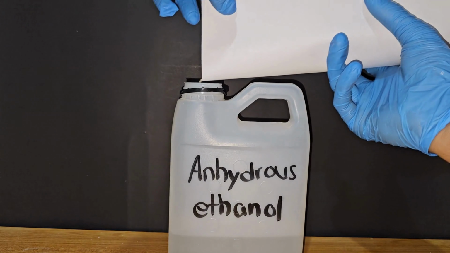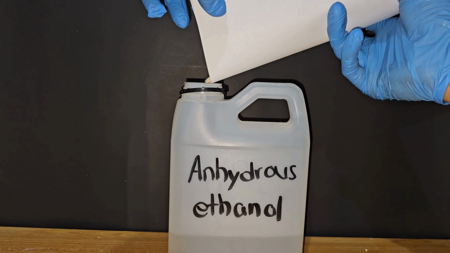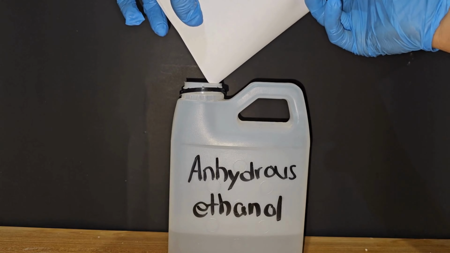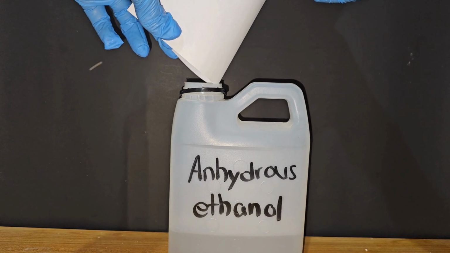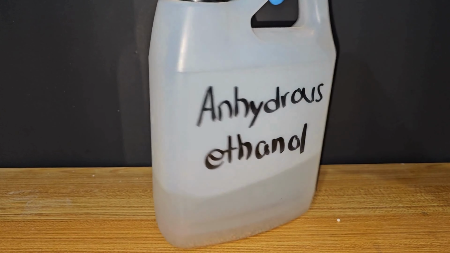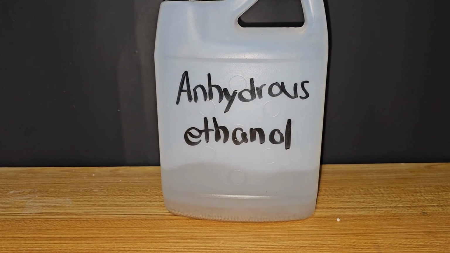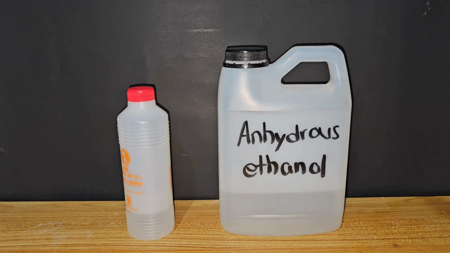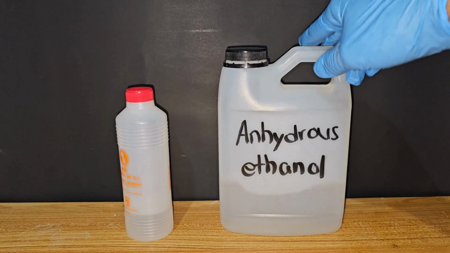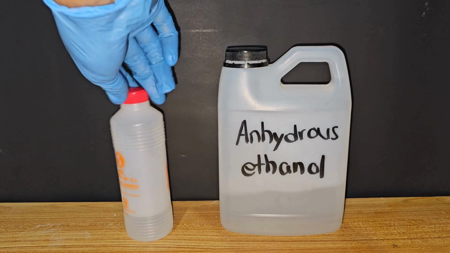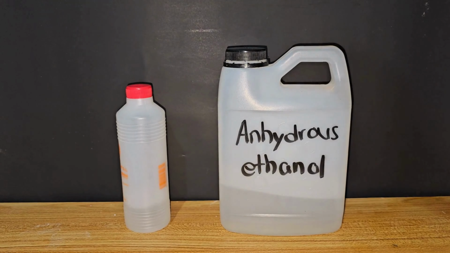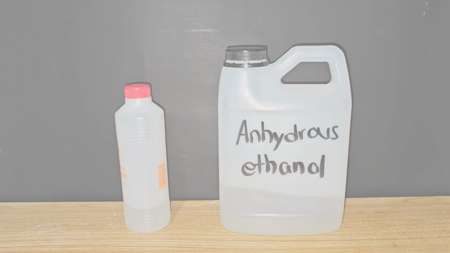For storage, I added approximately 30 grams of molecular sieves to prevent the ethanol from absorbing moisture. In the end I got 400 ml of anhydrous ethanol, which means that I lost 200 ml in the process. That is crazy, actually. In this small bottle are the 50 ml of discarded ethanol, which I will be using for washing or things like that.